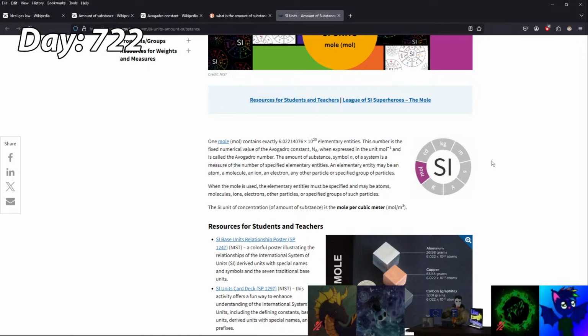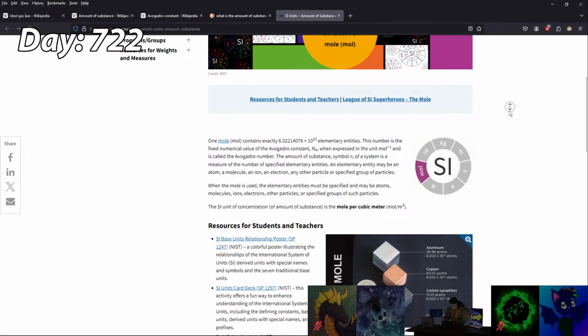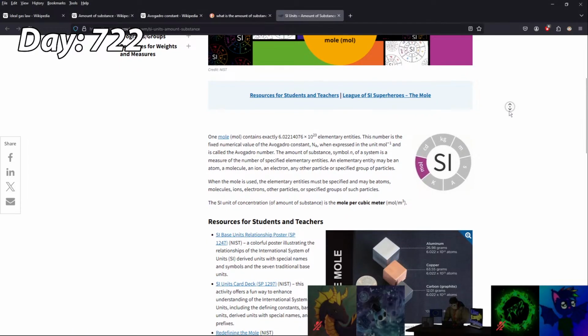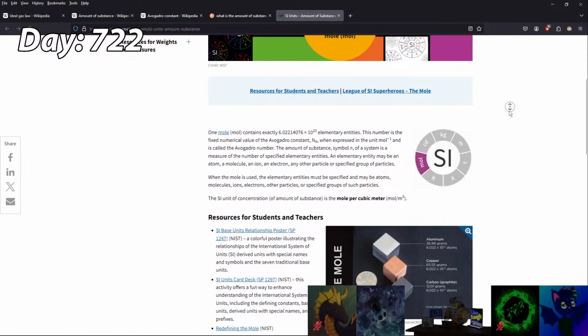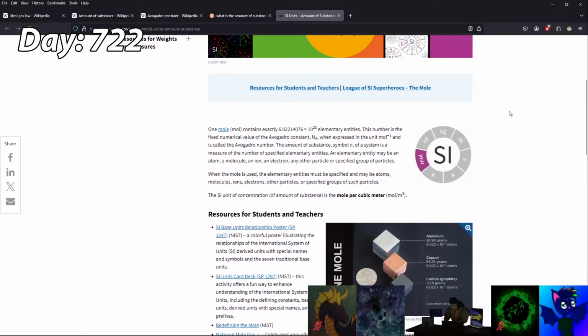I'm losing my mind. So... I don't know why. But that's NIST.gov. That's not even Wikipedia. That's NIST.gov. I am losing my mind. Can you either send me the link or just move to day 722? I can send you, but it's NIST.gov.